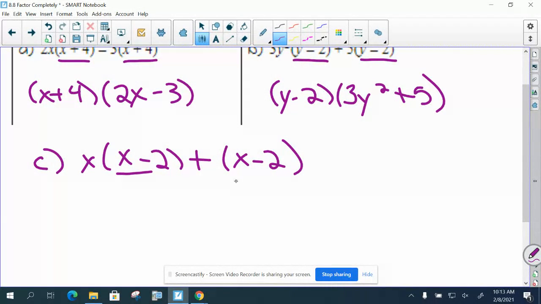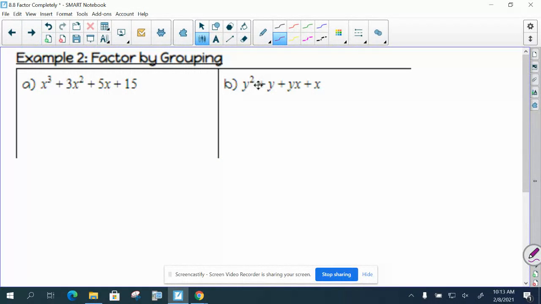So we'll factor out the x minus 2, and then the result would be x and then plus 1, because there's technically a 1 right here. That's how you would write that question.